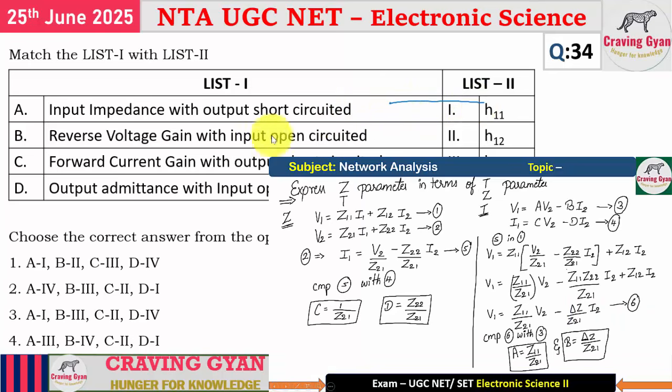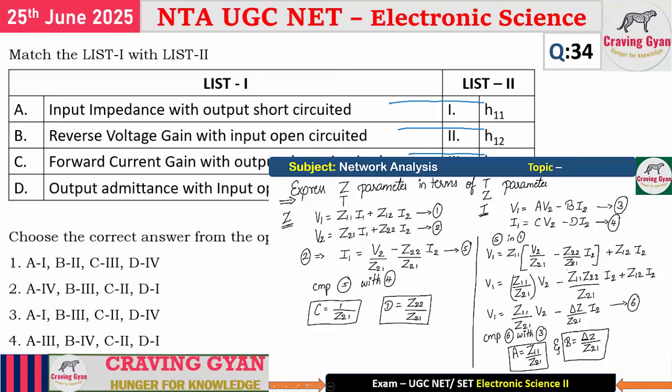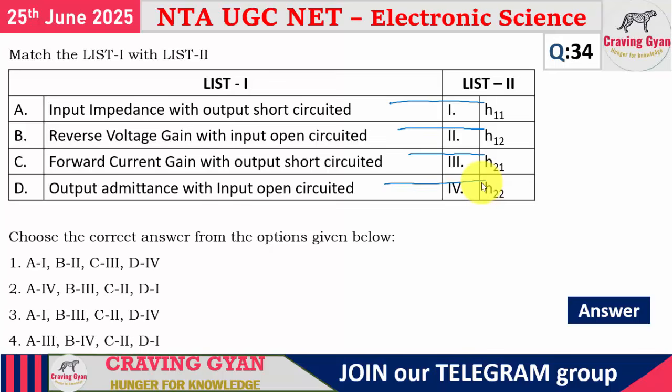Which one? H11. Reverse voltage gain is what? H12. Forward current gain is what? H21. Output impedance is what? H22. They are asking how we are going to represent the H parameters, and which are the independent variables. If you write the equations and calculate, with V1 and I2 as the independent variables, you will get the answer. So for this 34th question, option 1 is correct.